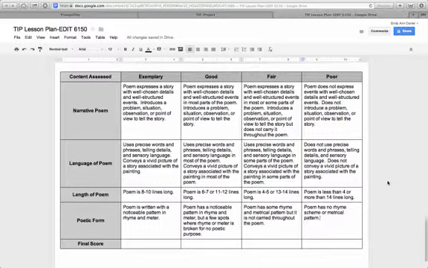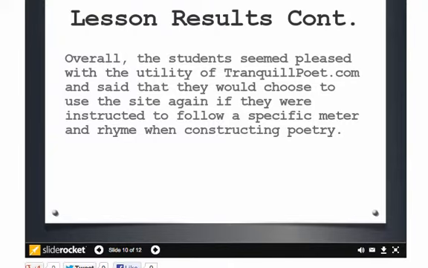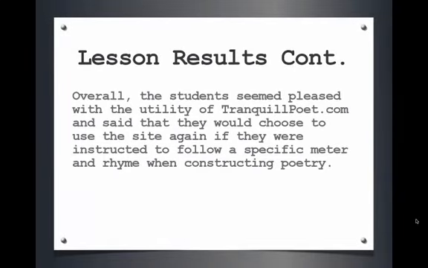And then the last thing we looked at was the poetic form, and this is where Tranquil Poet really helped. So a poem is written with noticeable pattern in rhyme and meter. And then there's a place for the final score. So let's now talk about the results of the lesson. Overall, the students seemed pleased with Tranquil Poet. They said that they would use it again if they were instructed to write a fixed form poem by their teacher. Let's look at the results of the lesson. The students, as I said before, were very pleased with Tranquil Poet, found it very easy to use, and they said they would definitely use it again if they needed to write a fixed form poem for a class.